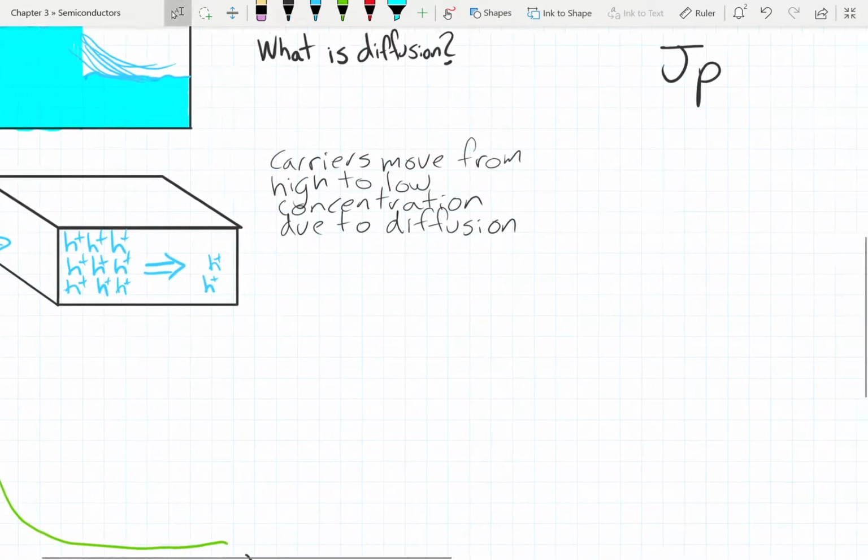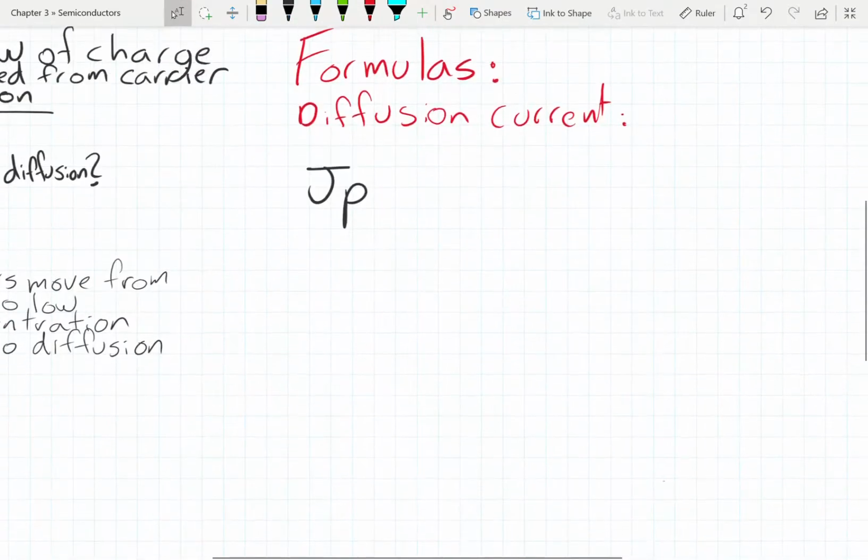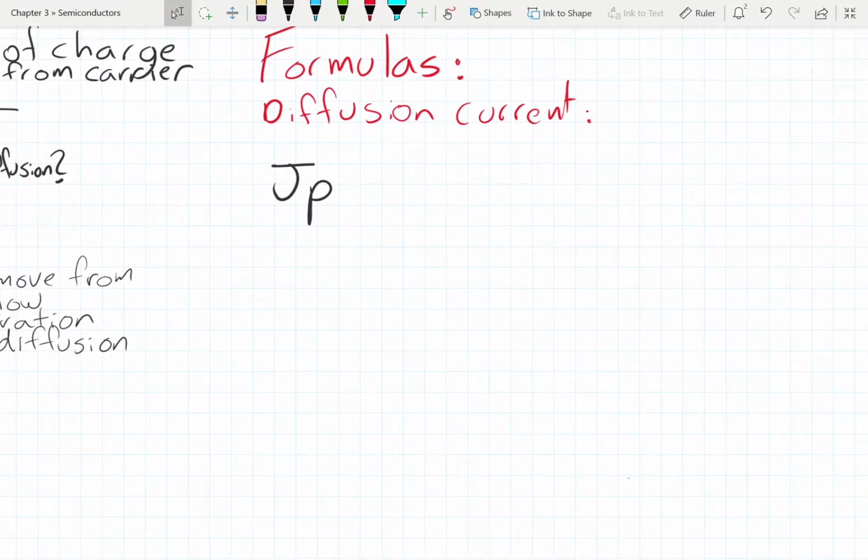So that is what is happening, and we can express that with a formula like this. The current density of holes is equal to minus, and we're going to talk about that minus in a little bit, times the charge times this new constant. I'm going to talk about all this in a bit.